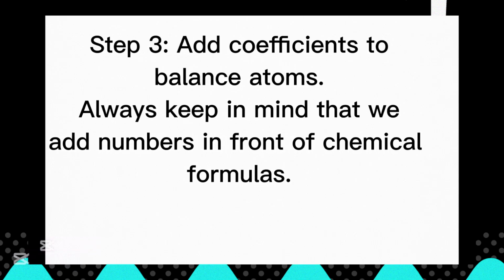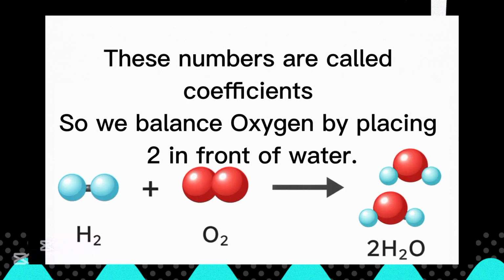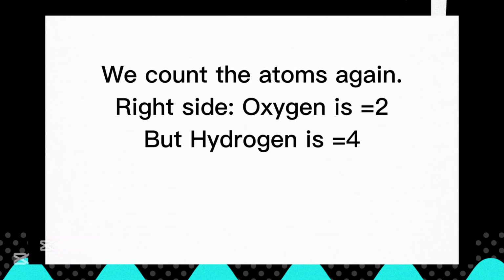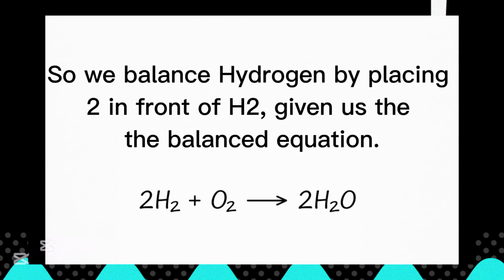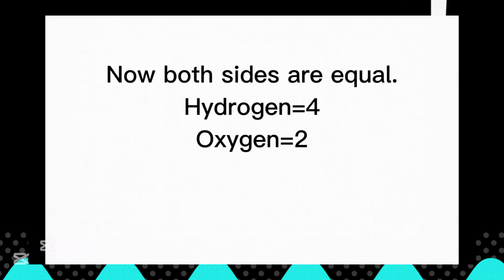Step 3. Add coefficients to balance atoms. Always keep in mind that we add numbers in front of chemical formulas. These numbers are called coefficients. So we balance oxygen by placing 2 in front of water. Now the equation becomes H2 plus O2 giving us 2H2O. We count again. Now, on the right side of the equation, oxygen is 2, but hydrogen becomes 4. So, we balance hydrogen by placing 2 in front of hydrogen, giving us the balanced equation. Now, the balanced equation is 2H2 plus O2 giving us 2H2O. Now, both sides are equal. Hydrogen is 4, oxygen is 2.